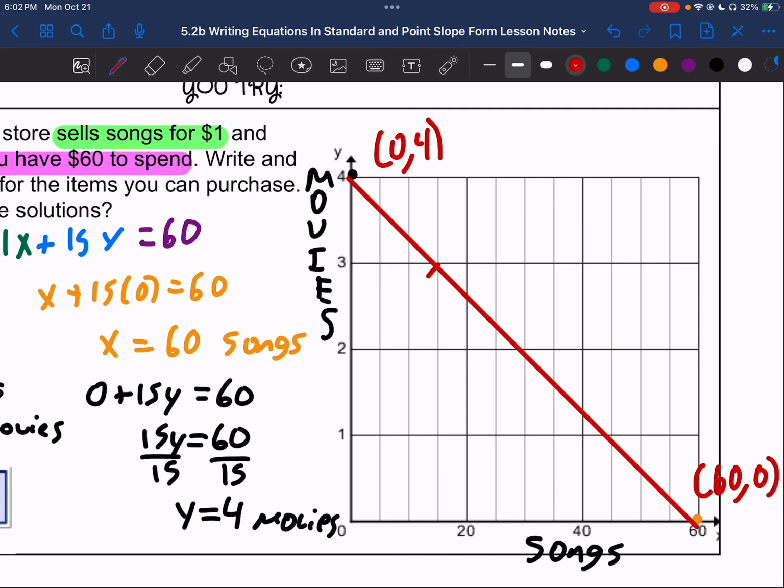We're hitting the graph there. We're hitting a nice corner there. We're hitting in a corner there. So what are these ordered pairs? Well, if we do 5, 10, 15 songs, we could do 3 movies. If we did 30 songs, we could do 2 movies. And if we did 45 songs, we could do 1 movie.